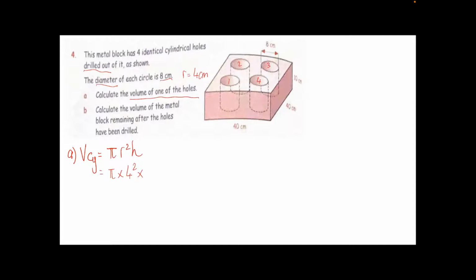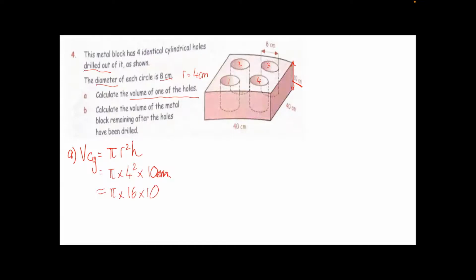And then the height of our cylinders, because they've been drilled right through our cuboid there, is the height of 10. Apologies if that's a wee bit difficult to see, but it should be 10. Oh, we don't need the centimetres. That means then that we are doing pi times by 16 times by 10.